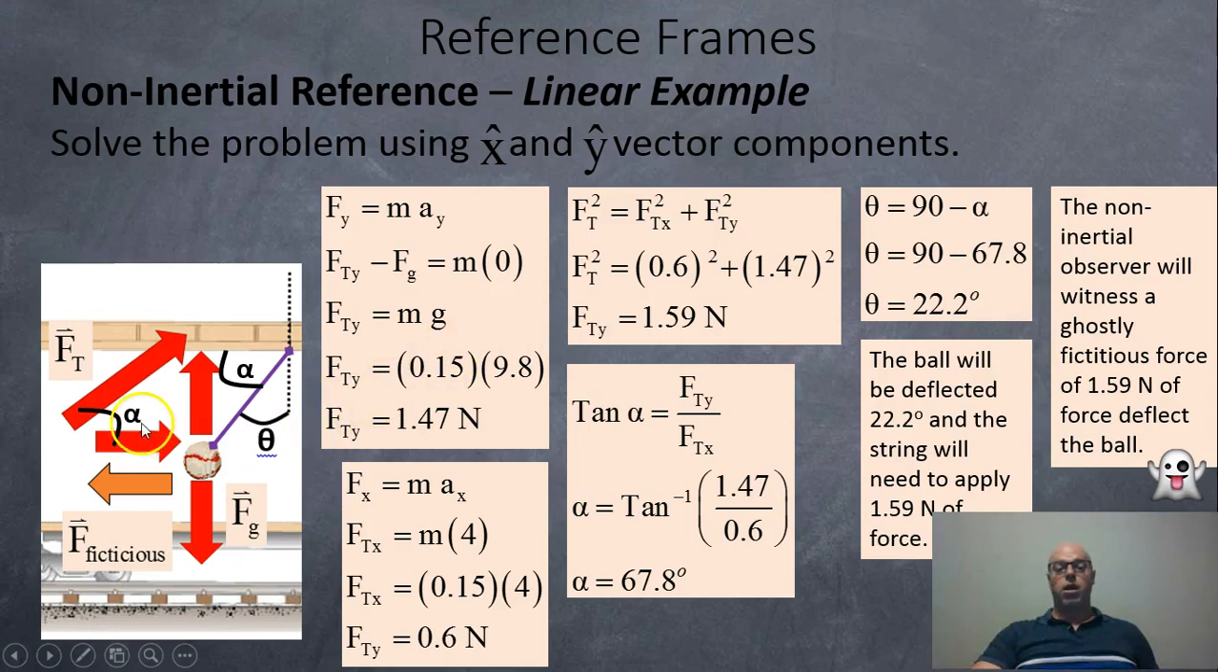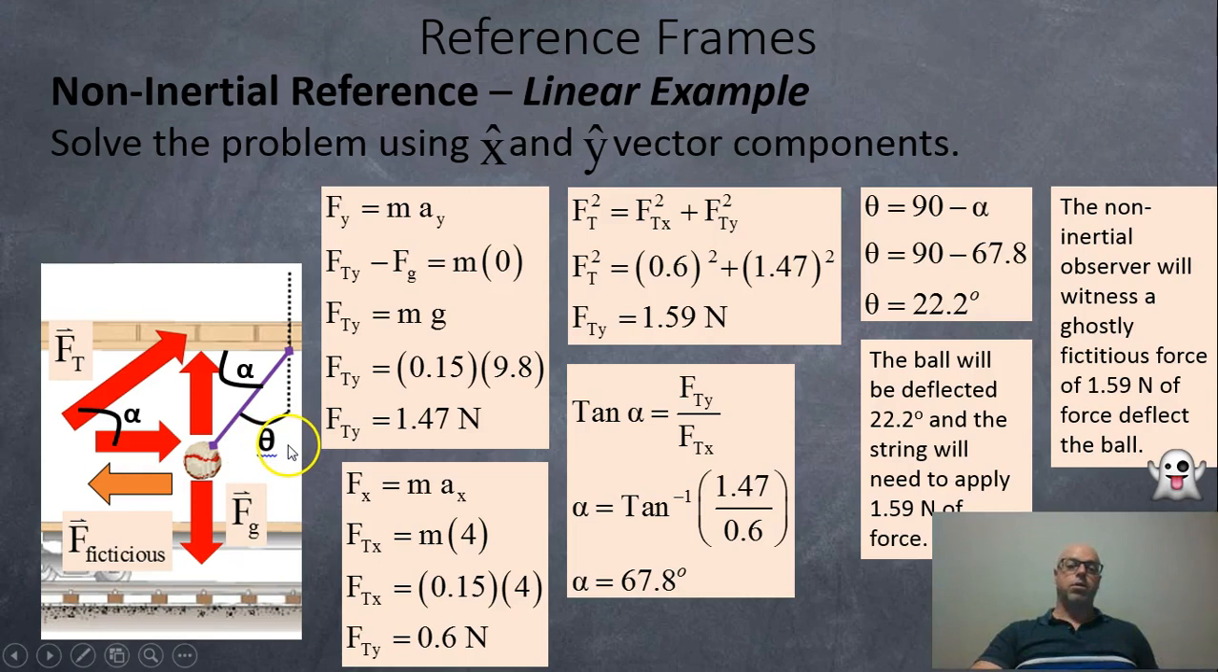Now to find the angle. So now we have the x and y components. If we take the y component, which is the opposite, over the adjacent, the x component, we'll find the angle alpha, and we get 67.8 degrees. So if that's 67.8 degrees, then the angle between the ceiling and the string is 67.8, which means theta is 90 subtract 67.8, and that works out to 22.2 degrees. So the ball will be deflected 22.2 degrees.